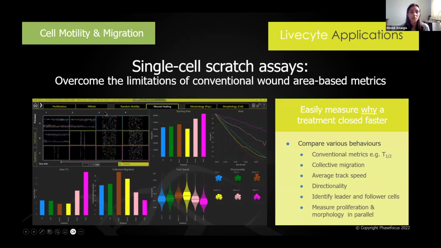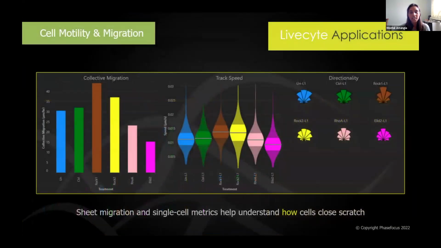In addition to that, you also get a variety of other applications as part of your assay, and that includes things like proliferation and morphology. So if your cells are proliferating or if they are changing in their morphology, then that will also be tracked over time. And essentially, these extra metrics just allow you to understand not just which treatments or wells are closing faster, but how those cells are closing and what might be the reason.